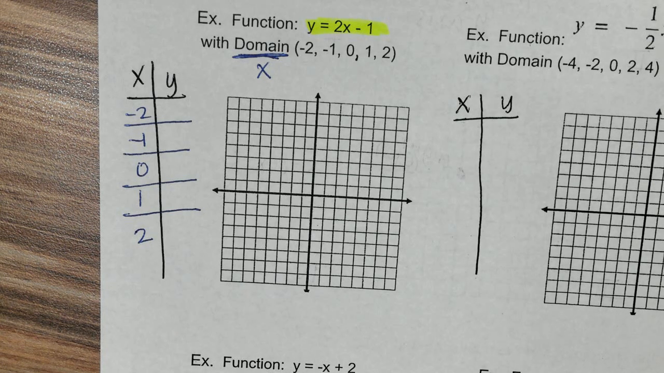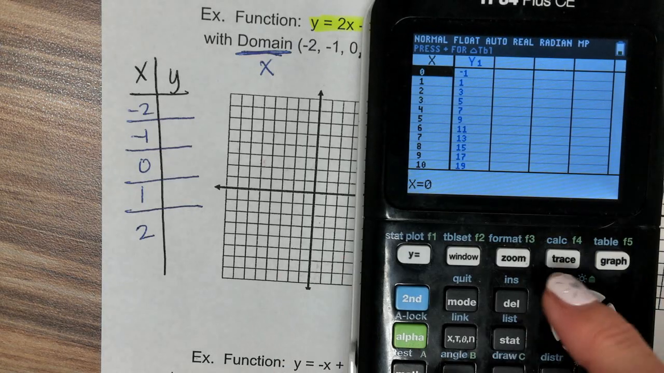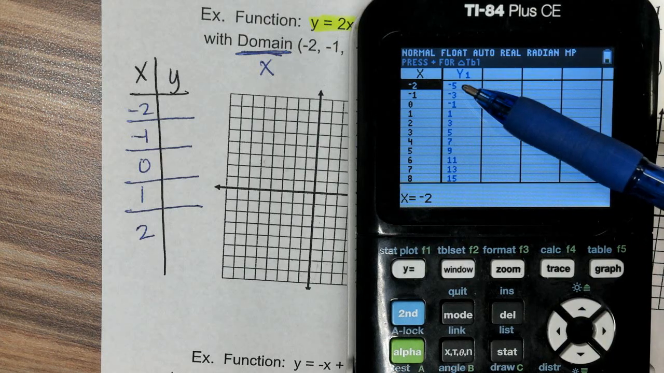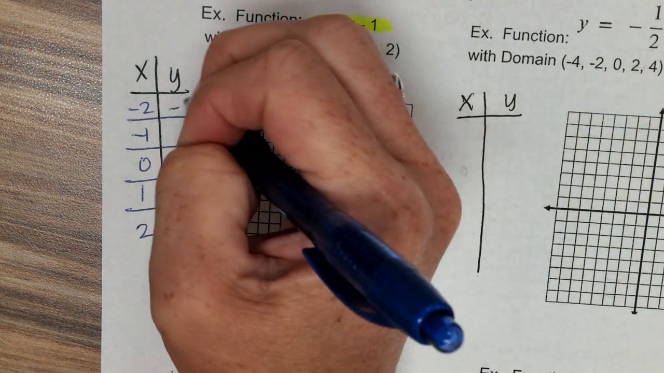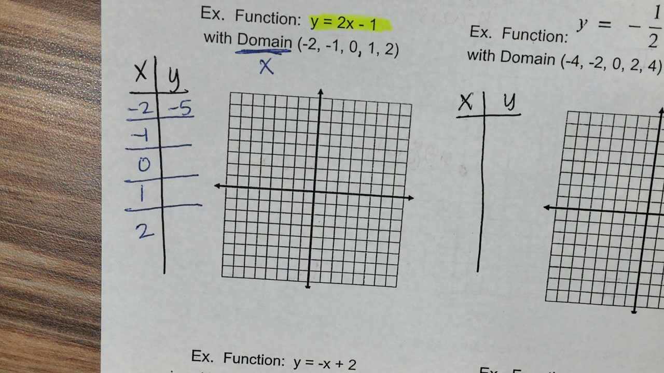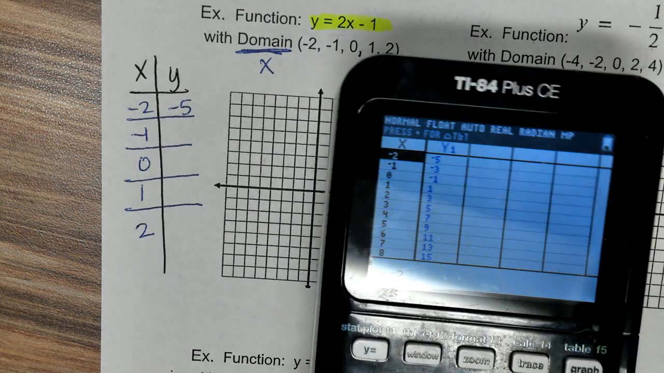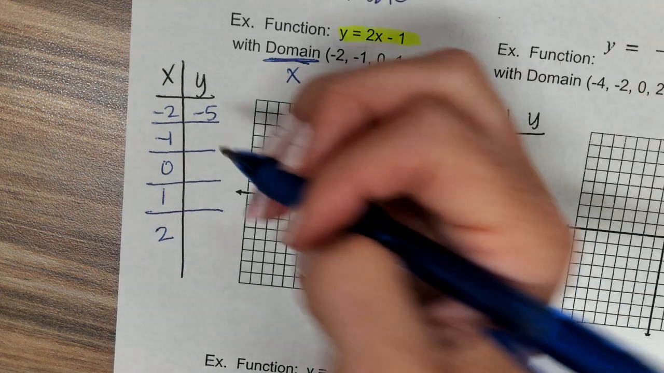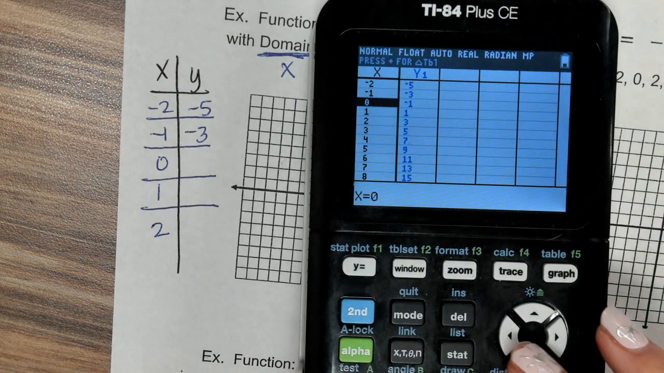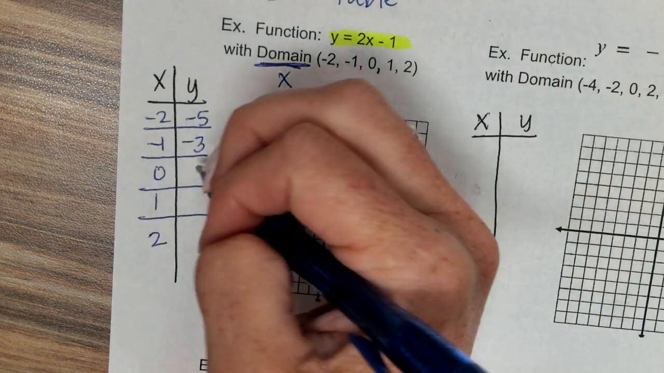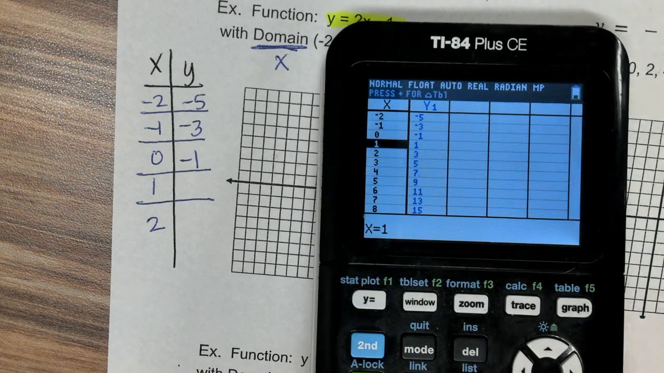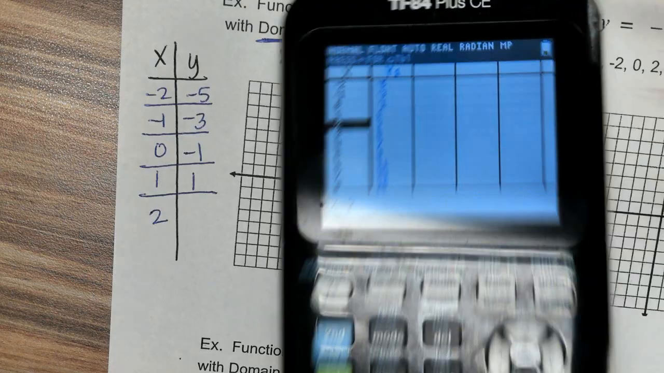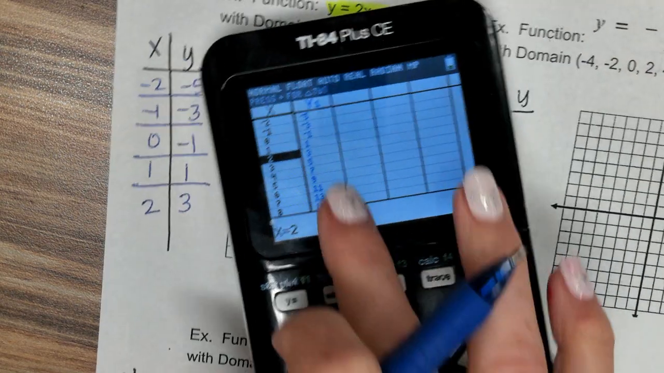So in your table, in your calculator, scroll to when x is -2. Did everybody find it? What is y? So you're going to write that down. Y is -5. I don't see everybody writing. When x is -1, what is y? -3. Write it down. When x is 0, what is y? -1. When x is 1, what is y? 1. When x is 2, what is y? 3. And you're done.